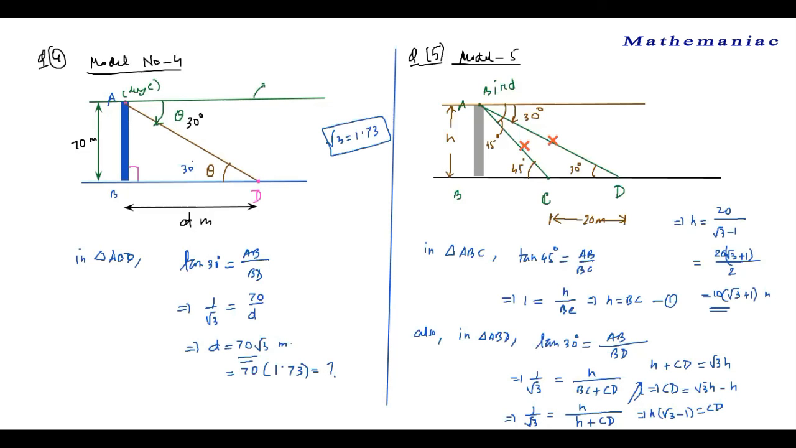That means the bird is sitting at a height of 10 into root 3 plus 1 meters. Or in other words, the height of the building or the pole is 10 into root 3 plus 1 meters. In this case, what modification can they make? They will say to use root 3 equal to 1.73 or 1.72, and then you find the answer in decimal. This can be the worst thing that happens. Right? So this is model 5.